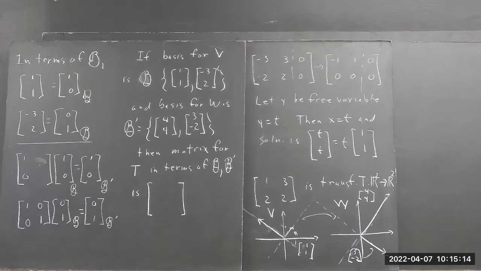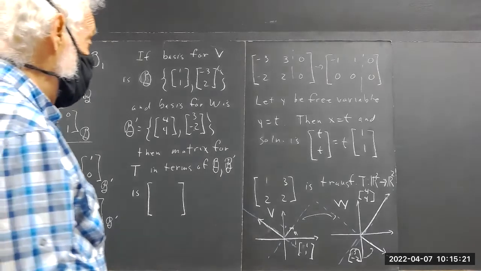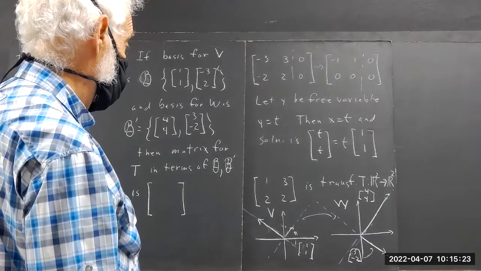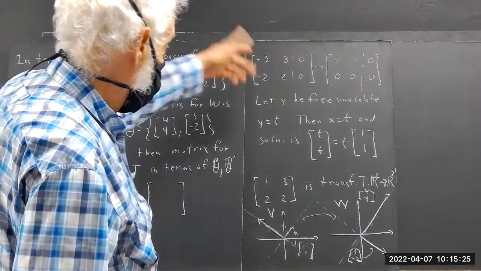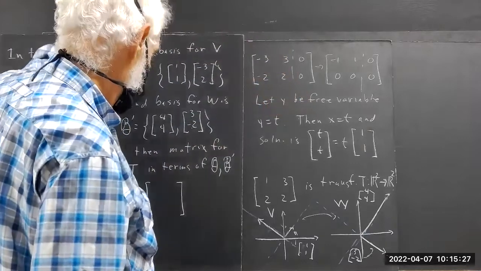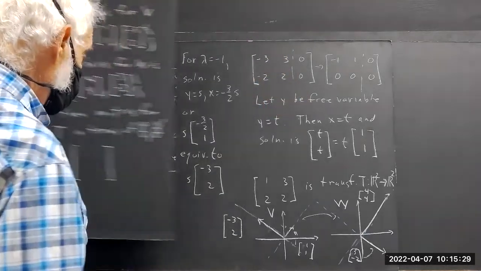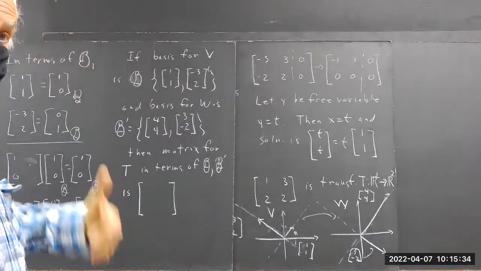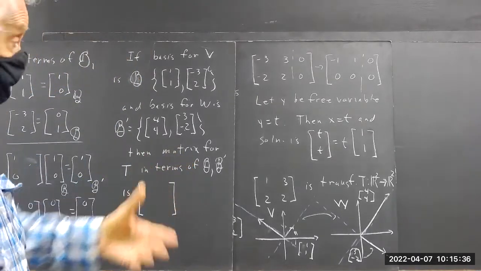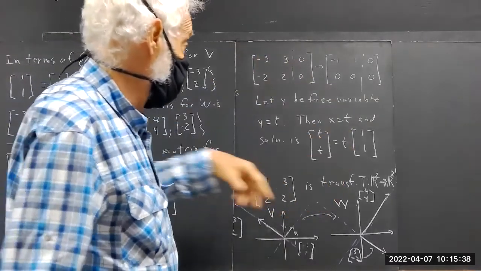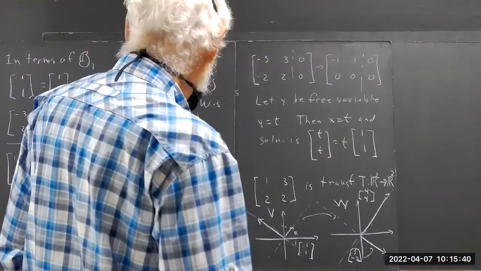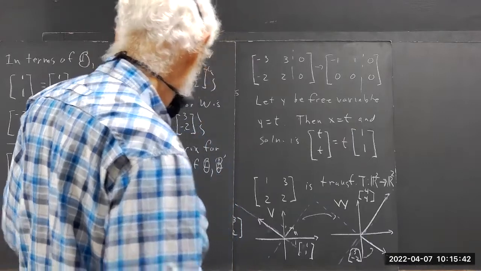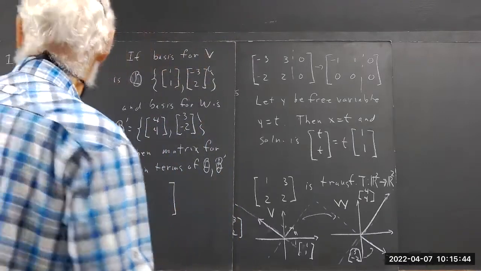Now, in terms of the standard basis, the matrix is, of course, the one we started with, but I don't have up here anymore. But it's your 1, 3, 2, 2 matrix. The matrix you started with in order to do all this. Okay. So anyway, let's go ahead and develop this.